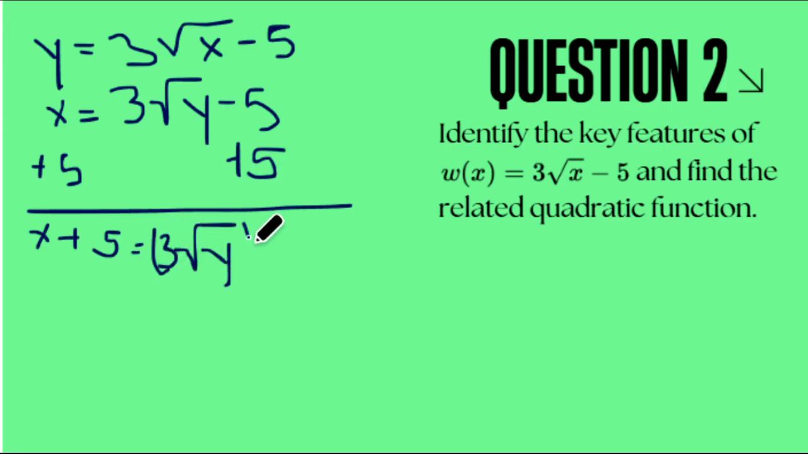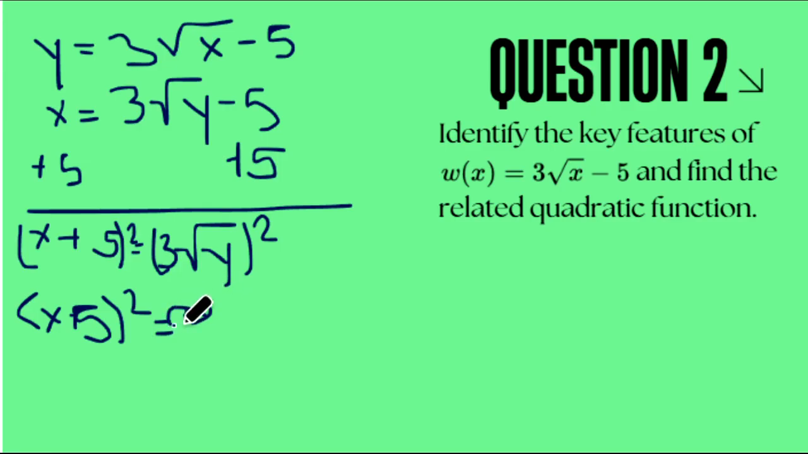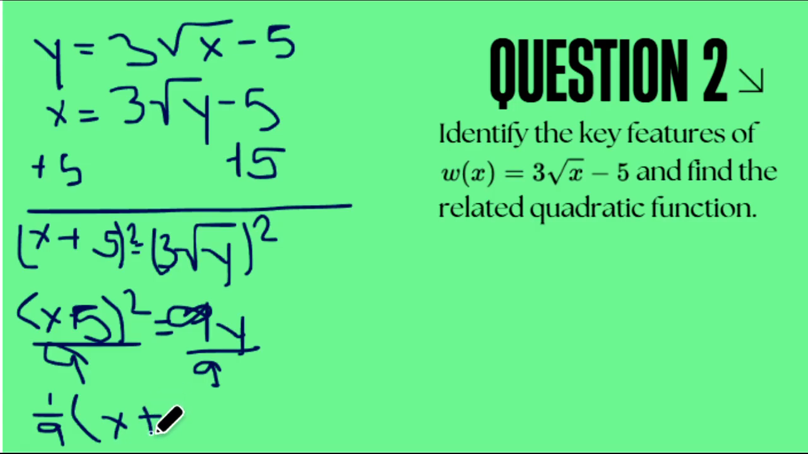We're going to get rid of the square root by squaring both sides. Remember, don't distribute here. We're going to keep it x plus 5. Woo, I'm doing good. Squared is equal to 9, because 3 times 3 is 9. 9y. Get y by itself by dividing both sides by 9. And now we have 1/9 times x plus 5 squared is equal to y. Let's see if I did it right.